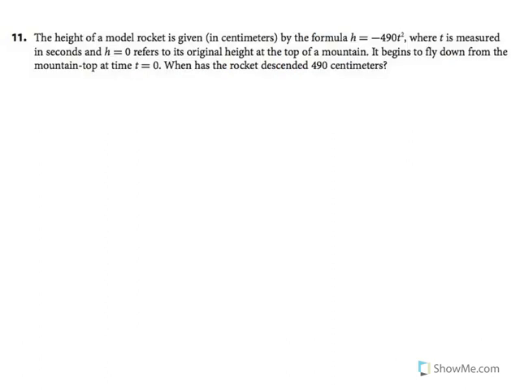Number 11. The height of a model rocket is given in centimeters by the formula h equal to negative 490t squared, where t is measured in seconds, and h equal to 0 refers to its original height at the top of a mountain. It begins to fly down from the mountain top at time t equal to 0. When has the rocket descended 490 centimeters? Right. So descent means it's going down.